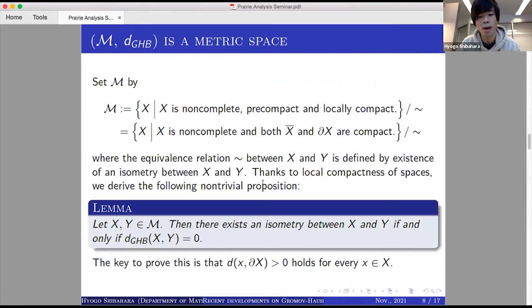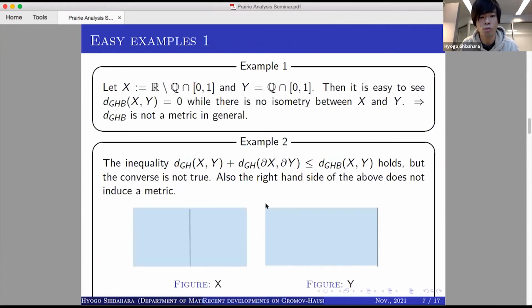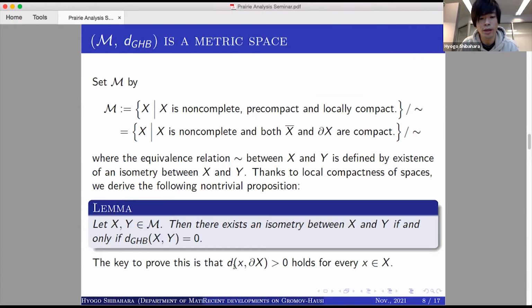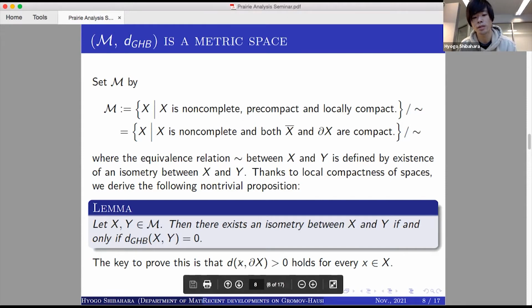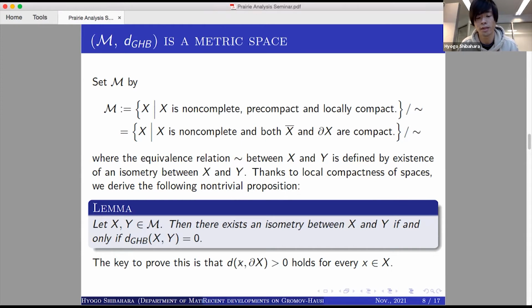Thanks to local compactness of spaces, we can actually derive the following lemma, which we wanted to prove. If we take X and Y from M, then there exists an isometry between X and Y if and only if the Gromov-Hausdorff distance with boundary between X and Y is equal to 0. The key to prove this one is that, of course, we decided to rule out this kind of example. So the key is that the distance between X and partial X is always positive for every X inside the space.